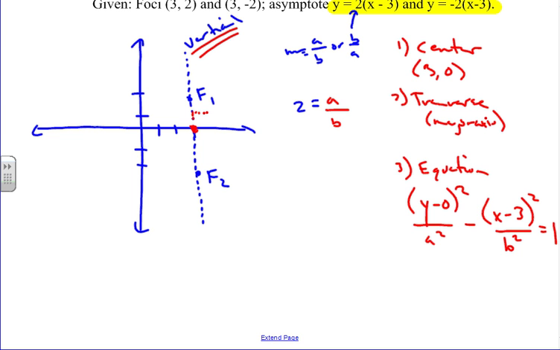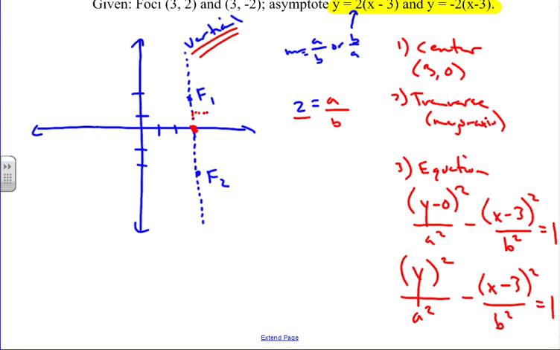Now from here, we're going to solve for one of these values and then go through and find this equation. So I'm going to have y squared over a squared minus x minus 3 squared over b squared equals 1. What we have right here is a little bit more complex. A lot of students will think that a equals 2, because this is the ratio 2 over 1, so a equals 2 and b equals 1. That could be the case.